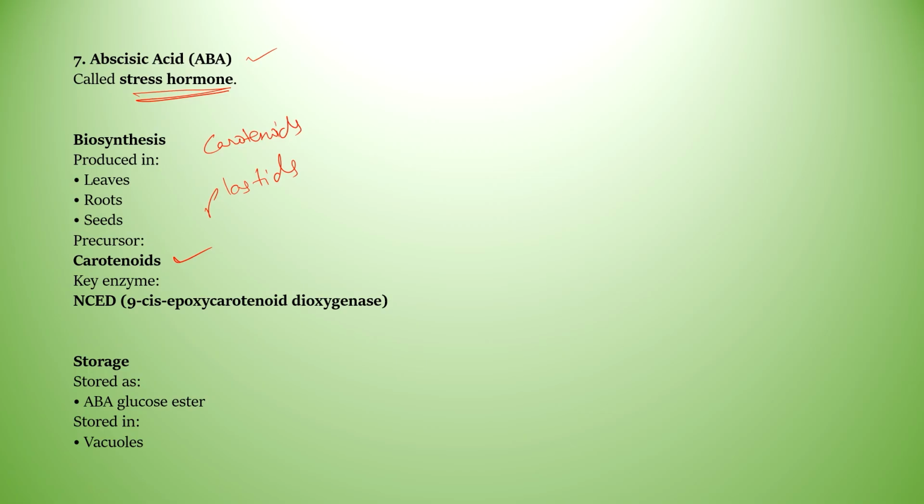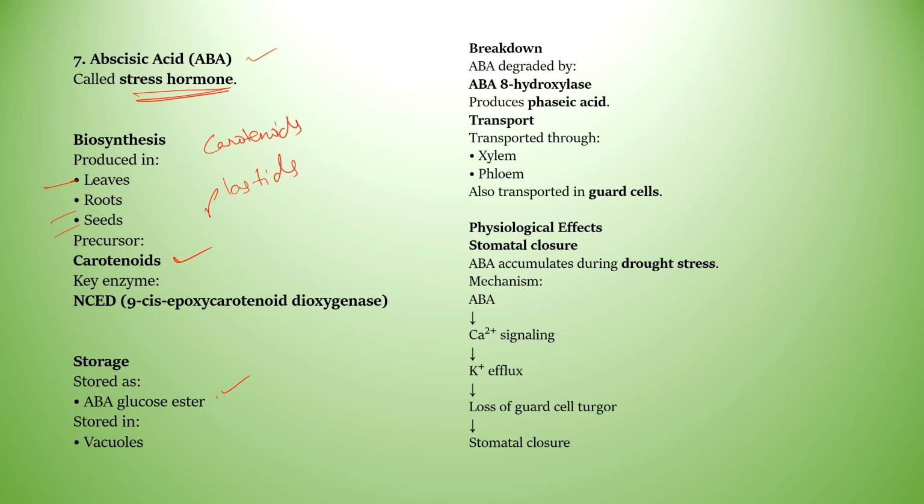seeds. Abscisic acid is stored in vacuoles as abscisic acid glucose ester. It is an inactivated form. When the plant requires this hormone, it will be activated later. Breakdown. That means catabolism. ABA is degraded by ABA 8'-hydroxylase, which produces phaseic acid. It is also the same, it is transported through xylem and phloem. But there is a small exception, that is, it is also transported in guard cells. Why is it in guard cells? Because it is responsible for stomatal closure when there are stress conditions.